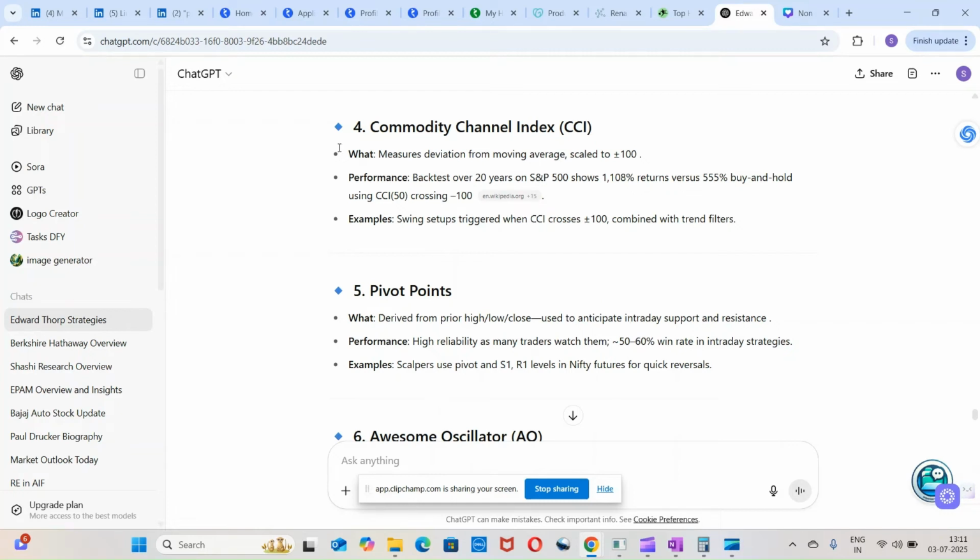So this is a very good leading indicator because the returns are very good, and it measures deviation from the moving average.